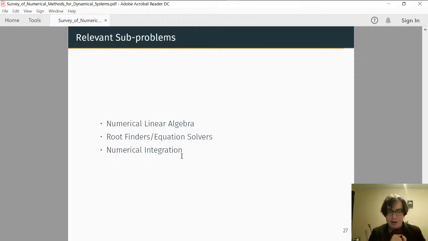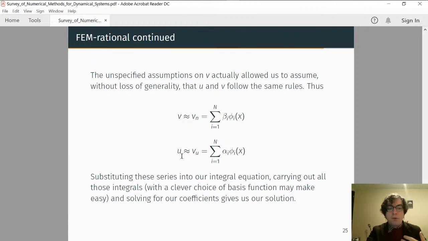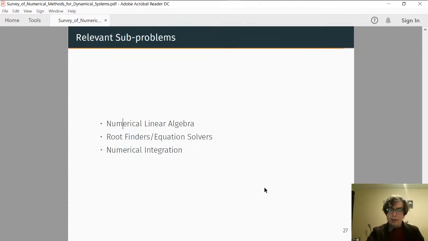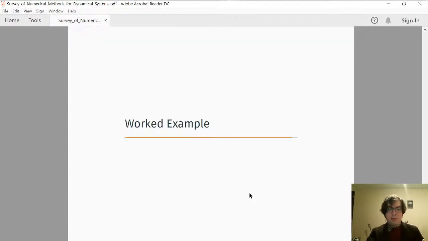And this gives you a huge number of those subproblems. You need to do those linear algebras, you need to do those equation solves, you need to be able to integrate. You need to solve those integrals that you get here numerically. And so we'll have a talk on solving those integrals numerically. All right, so these three methods, finite element, finite difference, finite volume, are essentially the lay of the land in terms of solving these differential dynamic systems.